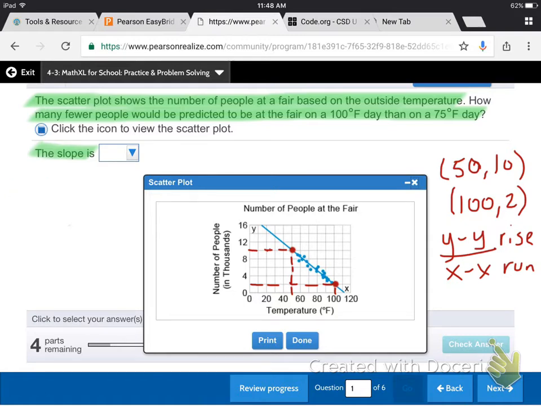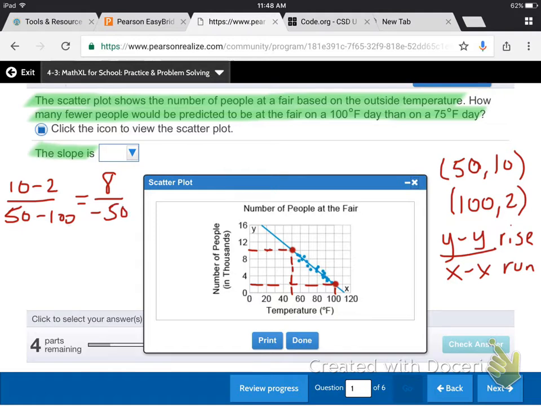You may have caught my mistake already, boys and girls. If I take 10 minus 2, then I have to take 50 minus 100. I have to use the same order. So 10 minus 2 and 50 minus 100. So that's 8 over negative 50.